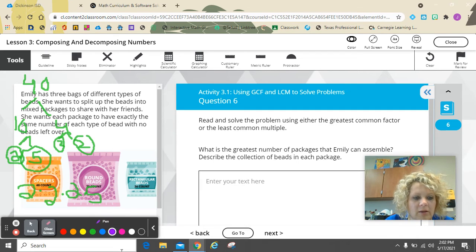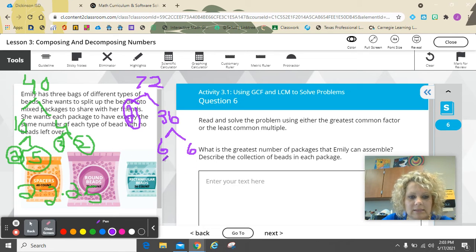All right, so let's go ahead and I'll do purple. This time we have the round beads. So I want to do the prime factorization of 72 because it's a 72 count bag. So I'm going to start with 2 times 36. 2 is prime, but 36 is not. So I'm going to do 6 times 6 is 36. 6 is not prime, so I'm going to do 3 times 2, and then 3 times 2. Okay, 2 is prime, 3 is prime, 3 is prime, and 2 is prime.